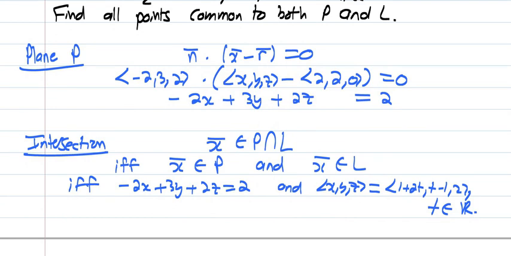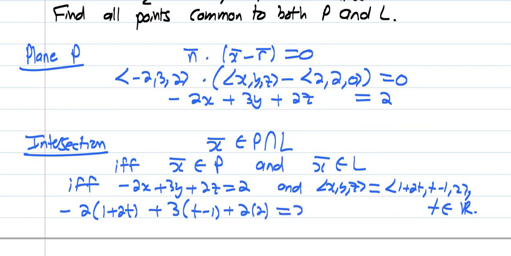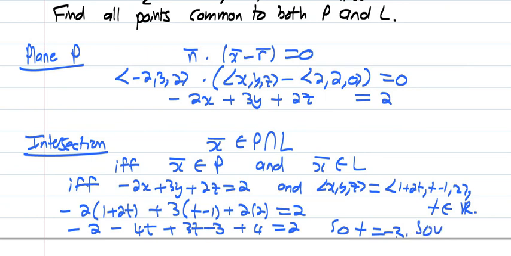Alright, so now let's do the maths. Minus twice x, which is 1 + 2t, plus 3 times y, which gets replaced with t - 1, plus 2 times z, which gets replaced with 2, is equal to 2. If you do the mathematics, we get -2 - 4t + 3t - 3 + 4 equal to 2. So t is equal to -3. So a unique solution. Here we have the possibility that the line and the plane intersect in a unique point.